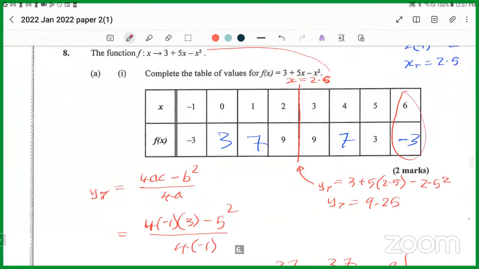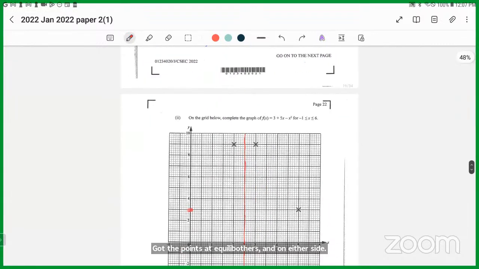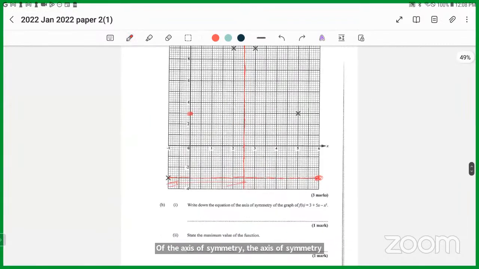6 is the x value, -3 is the y value. So you see, I'm even putting in some of the points without depending on the table, just using the symmetric nature of the quadratic function, because the points are equidistant on either side of the axis of symmetry. The axis of symmetry divides the graph into 2 equal halves. So those are 2 points.